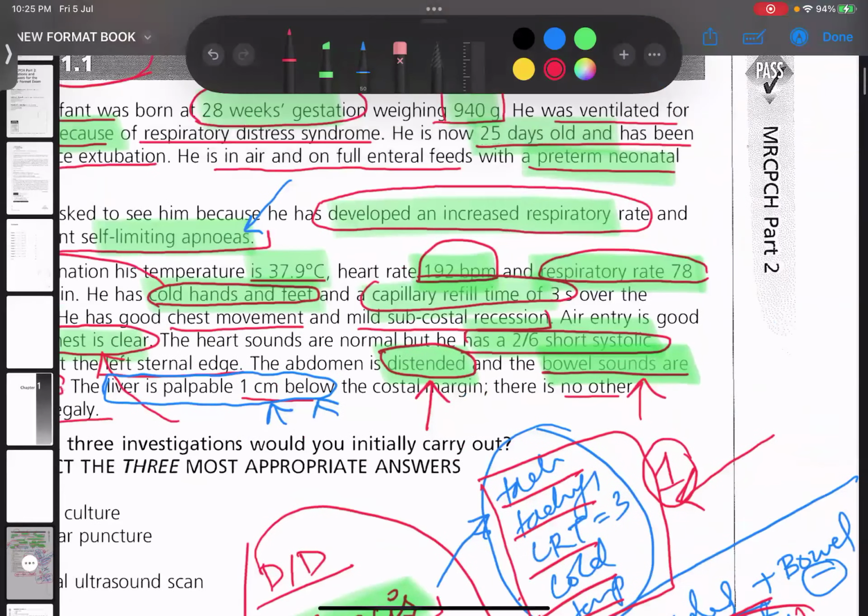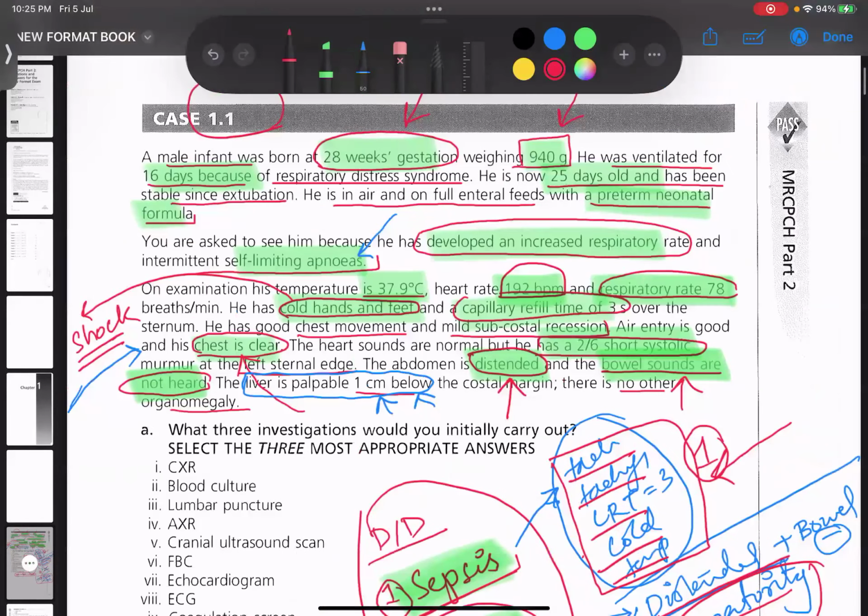Actually, when I was reading this question, up to this line, the 2/6 systolic murmur, my differential diagnosis was, okay, this is a case of septic shock because temperature is raised, tachypnea, tachycardia. But the moment I saw distended abdomen with bowel sound, I immediately reconnected that there is 26 weeks gestation, premature baby. So this is 100% a case of necrotizing enterocolitis leading to septic shock.